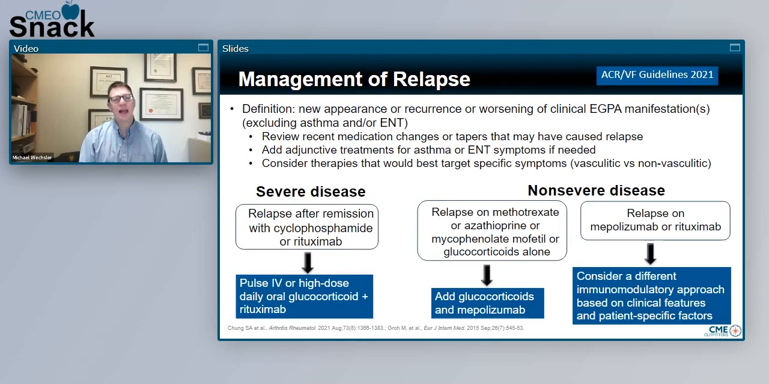So let's shift gears a little bit. And I just want to ask you, how do you manage patients who relapse, patients who come in with increasing symptoms and they're not doing as well from one perspective or another?